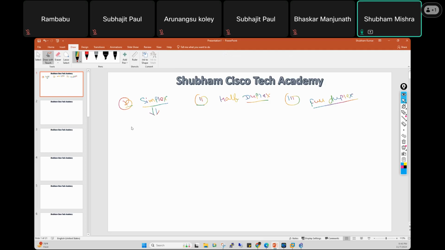Simplex means, just understand one word, one-way communication. What is one-way communication? It means data will flow in a single direction only, from sender to receiver. Getting my point?